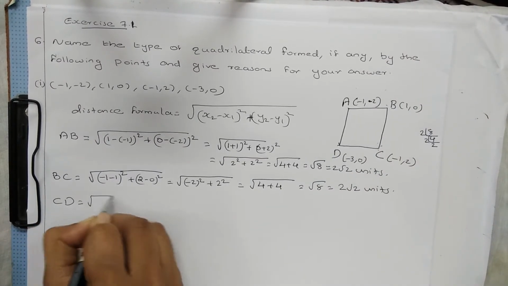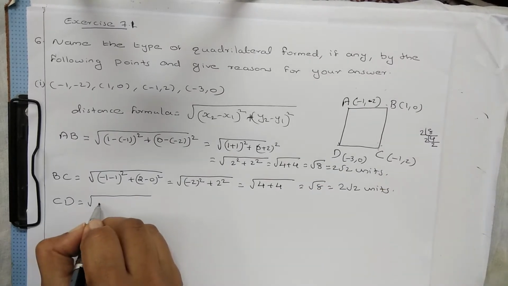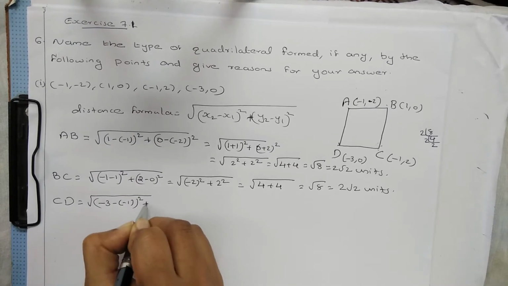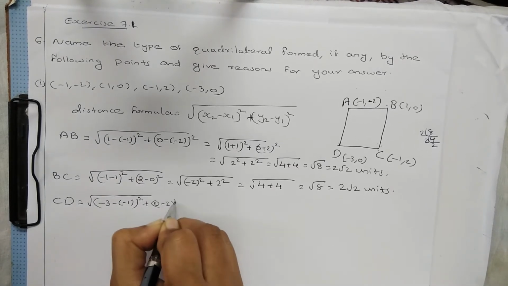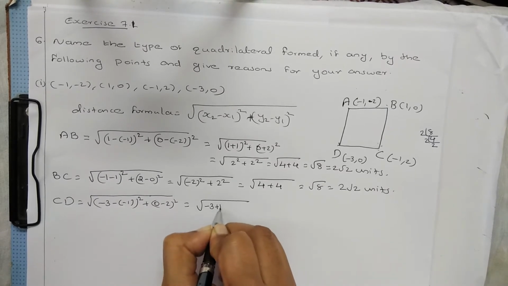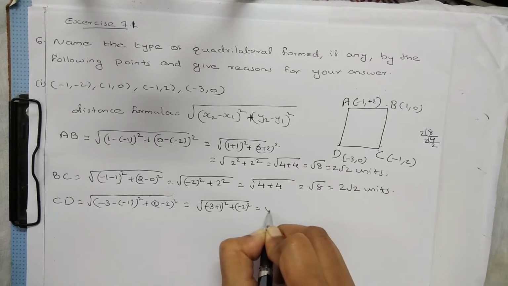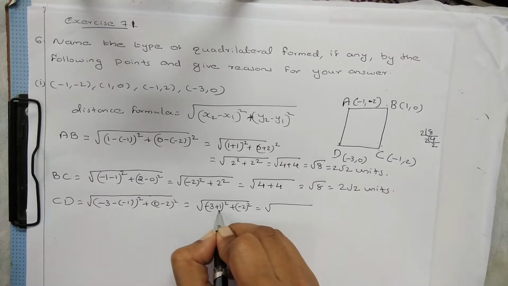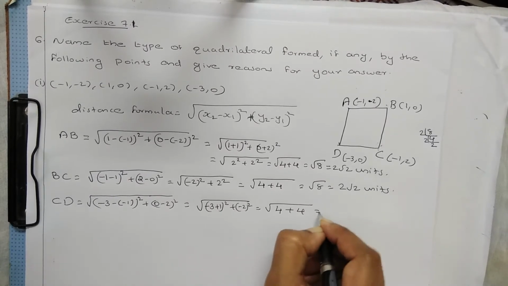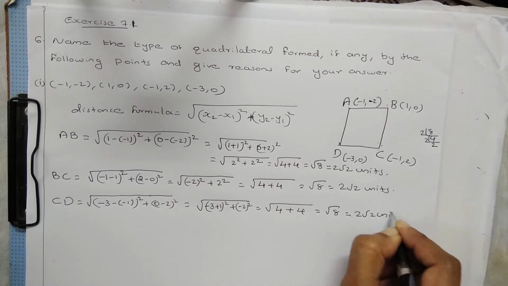After that AB, BC, then CD you have to find out. CD is equal to root of, C is x1, y1 and D is x2, y2. So (-3 minus of -1) the whole square plus (0 minus 2) the whole square is equal to root of (-3 plus 1) the whole square plus (-2) the whole square. That is root of, here -3 plus 1 is -2, -2 square is 4, plus 4, it is equal to root 8, that is equal to 2 root 2 units.